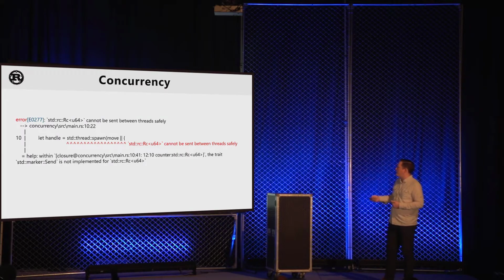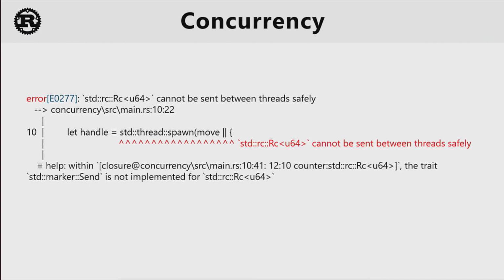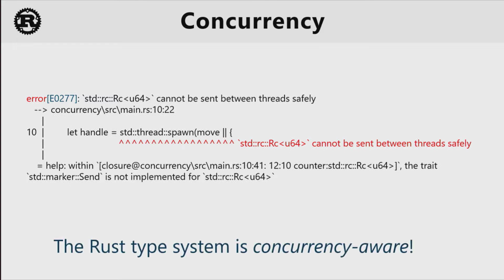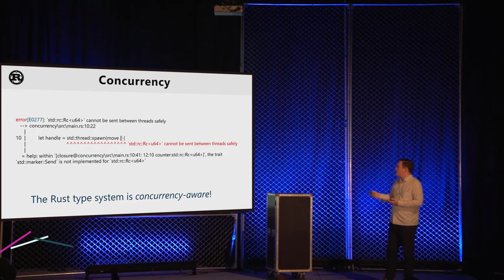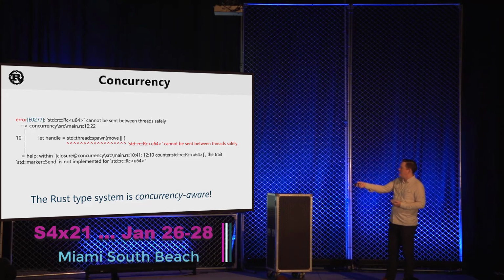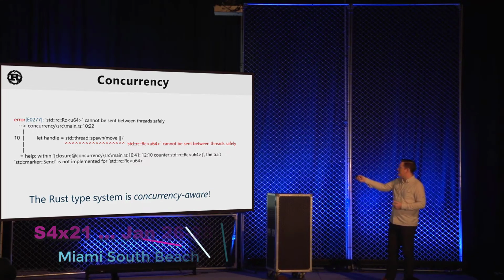So we'll go back and modify our program. But you'll see that Rust is saying that the marker trait Send is not implemented for Rc. So the clue here is that the Rust type system is concurrency aware. It uses the type system to enforce thread safety. So we need a type that implements this Send trait so that we can send our counter to multiple threads and have it used safely.